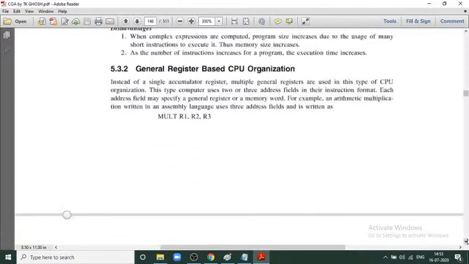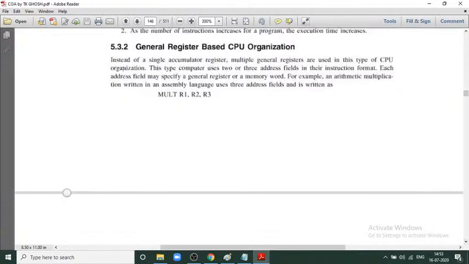In general register based CPU organization, we observe that instead of a single accumulator register, multiple general registers are used in this type of CPU organization. These types of computers use 2 or 3 addresses. Look at that, MULT is an instruction which stands for multiplication. It supports 3 addresses. One address is for R1 register, another address is for R2 register, another address is for R3 register. It supports 2 to 3 addresses.